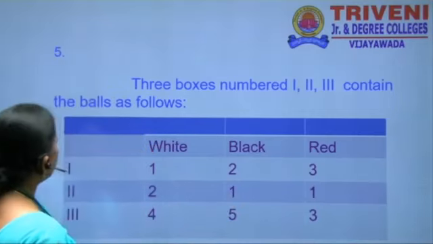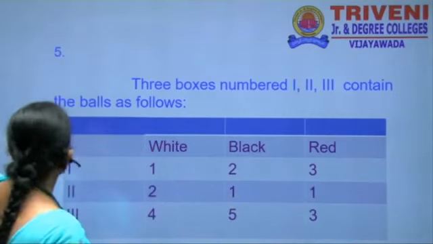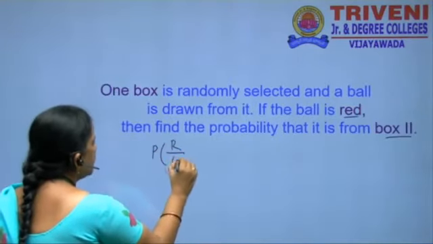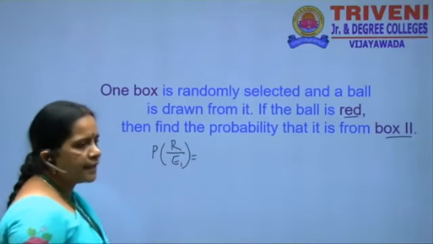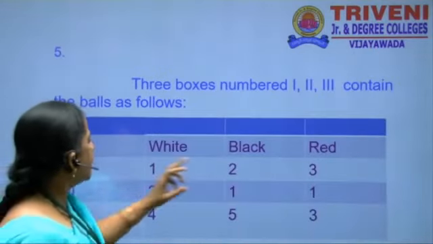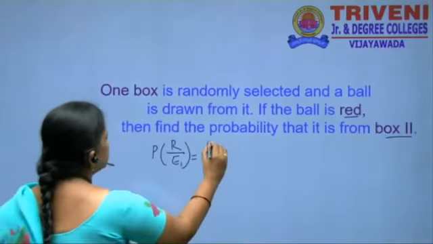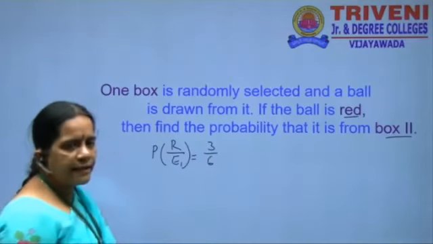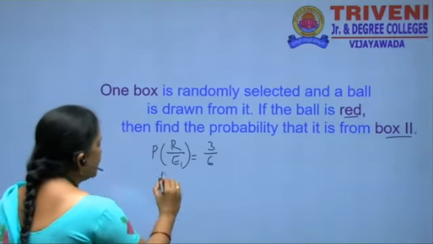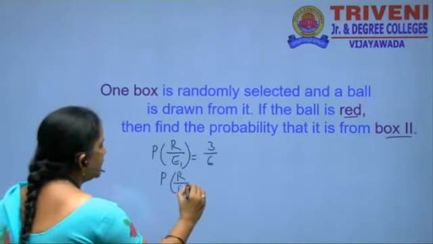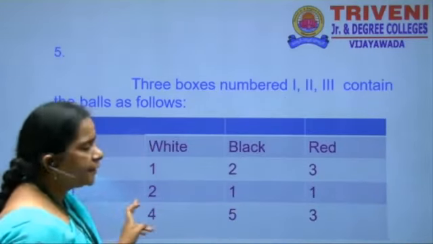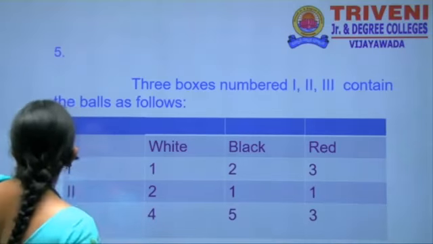That is we have to write here P of R by E1. P of R by E1, the event of selecting a red ball in first bag, is 3 by 6. R by E2 is selecting red ball in second bag. That is P of R by E2 is equal to, how many red balls here? 1 red ball and total balls is 4. 1 by 4.